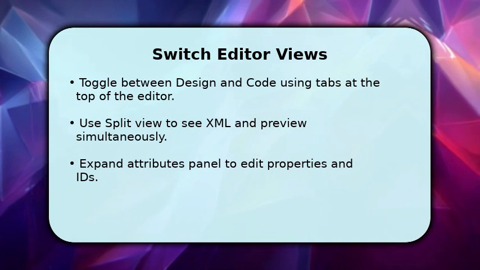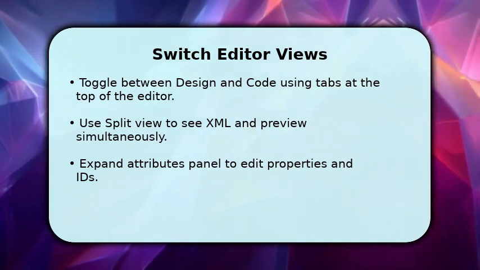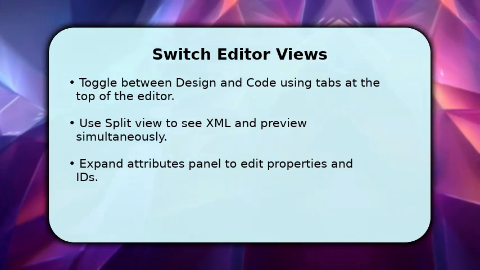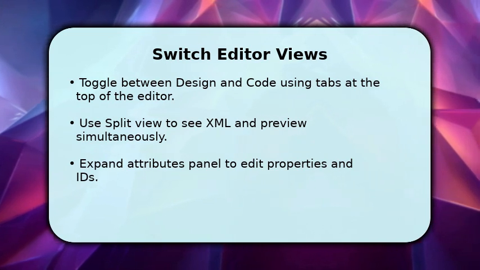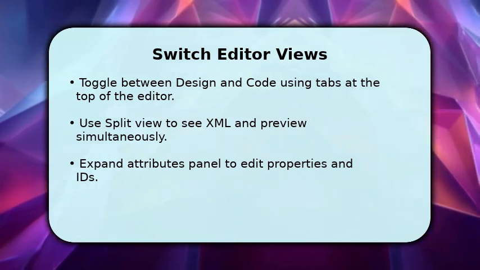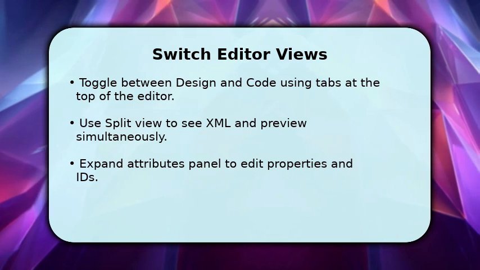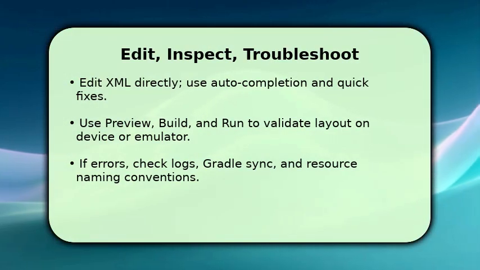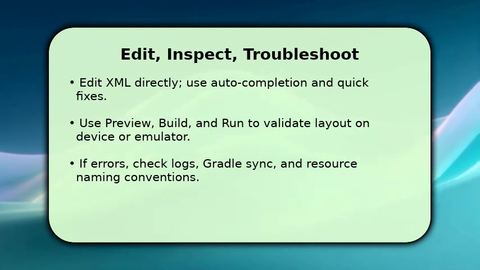To inspect attributes, expand the Attributes panel on the right and click a view to locate its XML ID and properties in the code. Make sure to save changes and watch for lint highlights. They point to syntax or resource issues you should fix. Finally, edit the XML directly using auto-completion and refactor-friendly names. You'll see suggestions as you type.